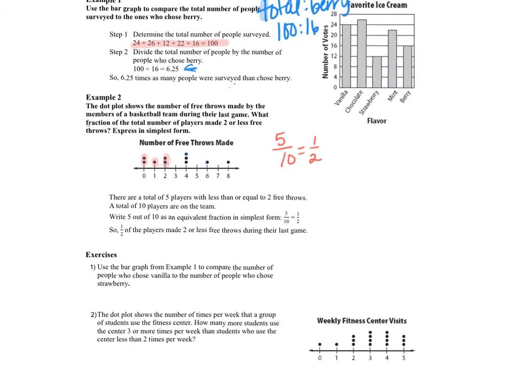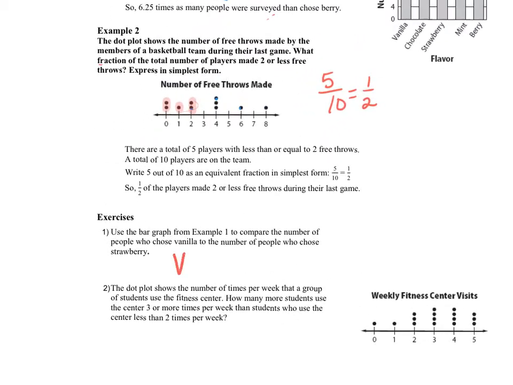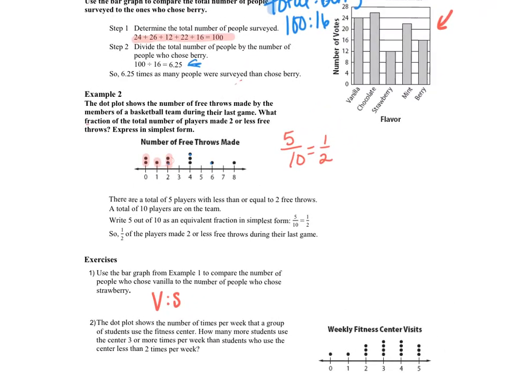Use the bar graph from example 1, so this is example 1 up here, to compare the number of people who chose vanilla to the number of people who chose strawberry. So we're just straight comparing vanilla to strawberry. Vanilla is 24, strawberry is 12. So twice as many people chose vanilla than strawberry. Did you see where I get that? Because if I reduce 24 to 12, I would say 2 to 1. It's pretty much a 2 to 1 ratio.